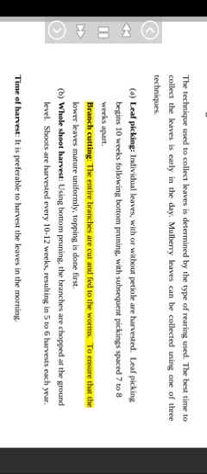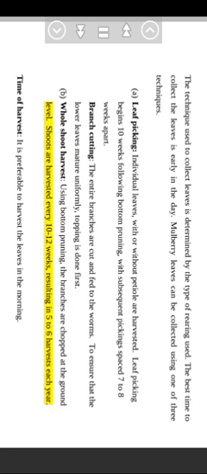Branch cutting. The entire branches are cut and fed to the worms. To ensure that the lower leaves mature uniformly, topping is done first. Whole shoot harvest. Using bottom pruning, the branches are chopped at the ground level. Shoots are harvested every 10 to 12 weeks, resulting in 5 to 6 harvests each year. Time of harvest. It is preferable to harvest the leaves in the morning.